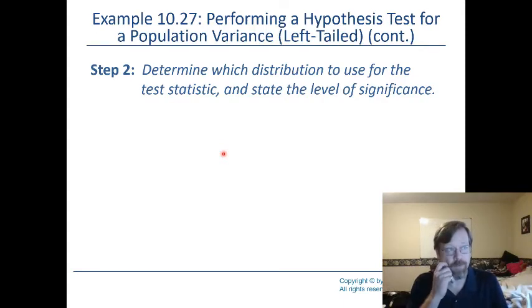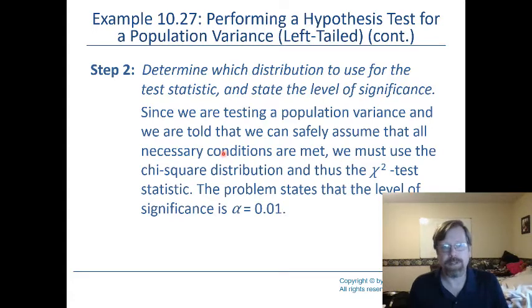We're testing a population variance and we're told we can assume the conditions were met, so we have to use the chi-squared distribution, which is thus the chi-squared test statistic. And we're given a level of significance of 0.01.